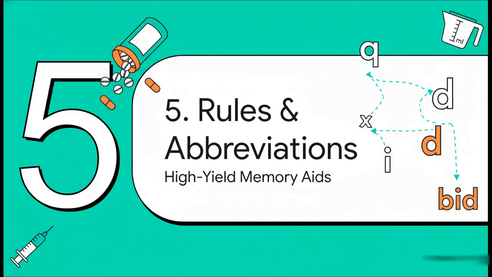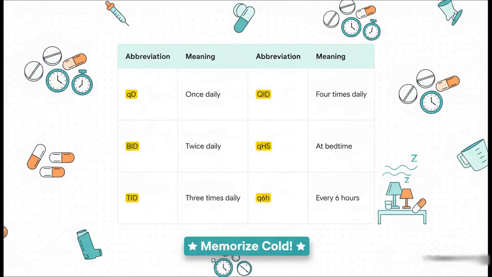Okay, let's move on to something that will make or break your ability to do these calculations: abbreviations. You can't figure out the daily dose if you can't read the SIG, so knowing these is everything. Here are the big ones you've just got to memorize. Think of bi like a bicycle has 2 wheels, so BID is twice daily. Tri like a tricycle has 3 wheels, so TID is 3 times daily. Q in QID comes from the Latin for 4. For QHS, just remember HS stands for hour of sleep, so at bedtime. And of course, a Q with a number like Q6H just means every 6 hours. Burn these into your memory.